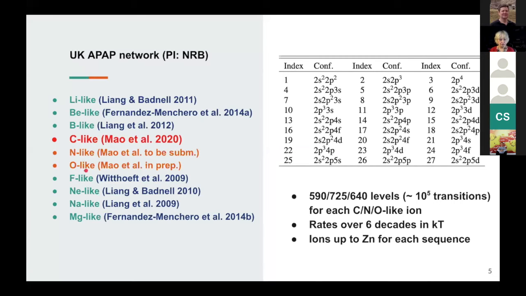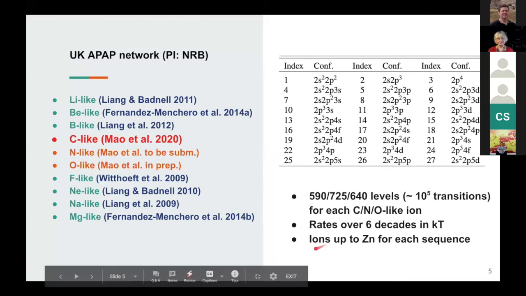For all these three sequences, I included 27 configurations, which lead to about 500 to 700 levels and hundreds of thousands of transitions for each ion in these sequences. Then we provide rates over a wide temperature range, covering 6 orders of magnitude in temperature. And we also provide data for all the ions up to zinc for each isoelectronic sequence.